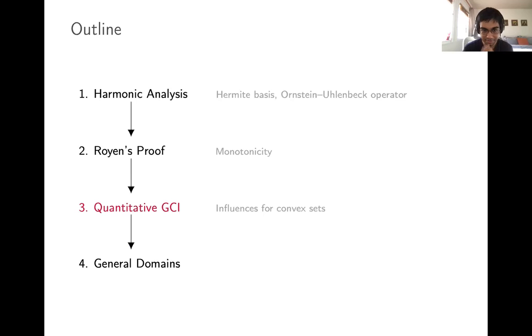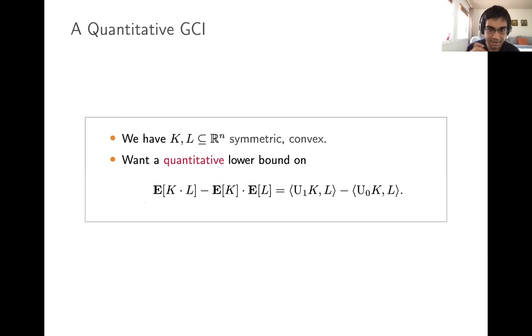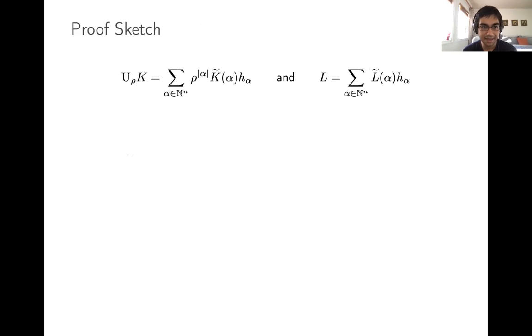So let's move on to proving this robust Gaussian correlation inequality. So we have these two symmetric convex sets, and we want a quantitative lower bound on the correlation between them, which we have an expression for in terms of the difference of this inner product at two different noise rates. Since we defined the Hermite basis, let's actually write down this inner product in terms of the Hermite coefficients of the functions K and L. So the Hermite expansion of U rho K is given by this expression, and the Hermite expansion of L is given by some expression on the right.